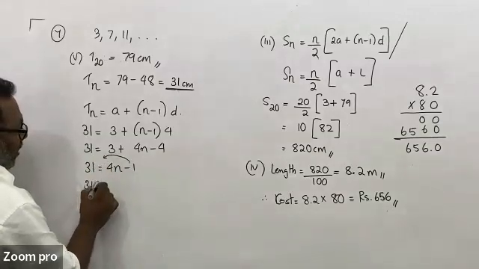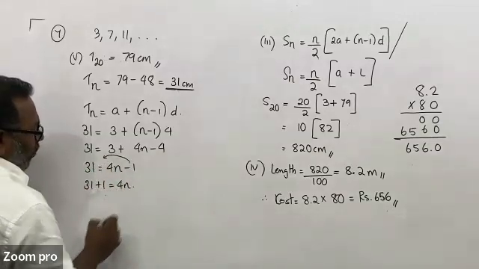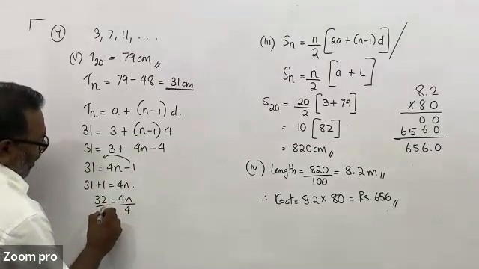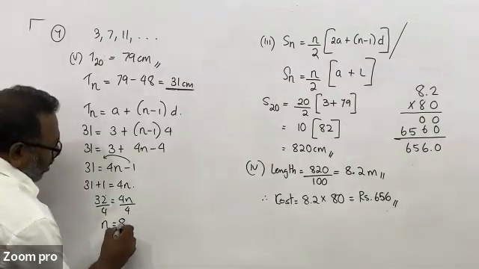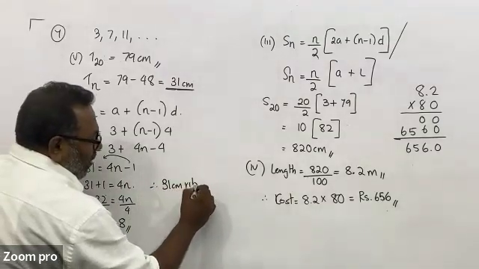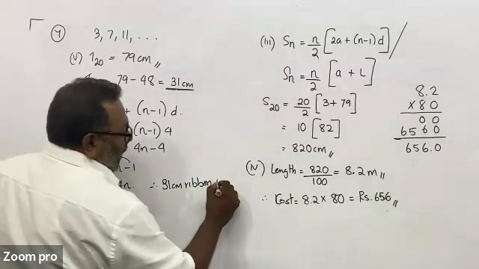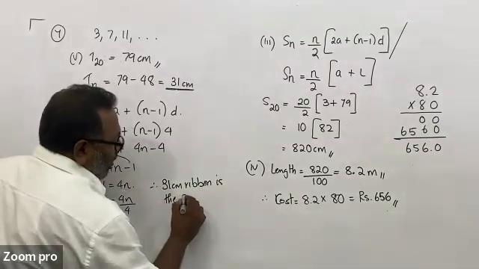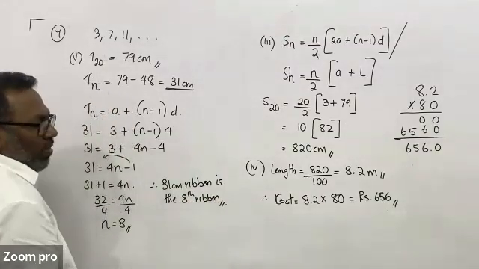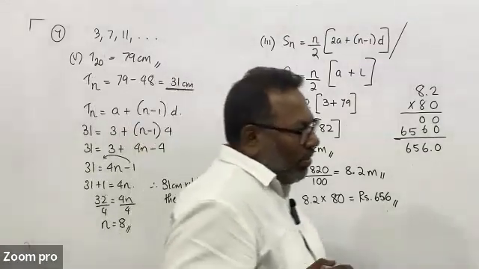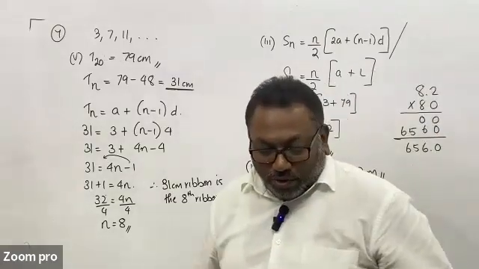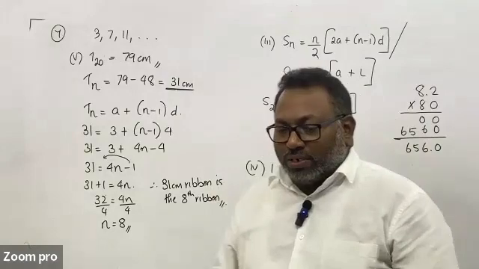Okay. So simplify here. 31 is equal to 4n plus 3 minus 4, which is minus 1. The minus 1 will come to this side. 31 plus 1 is equal to 4n, which is 32. 4n divided by 4, n is equal to 8. Therefore, the 31 centimeter ribbon is the 8th ribbon. That is your answer for the 5th question.